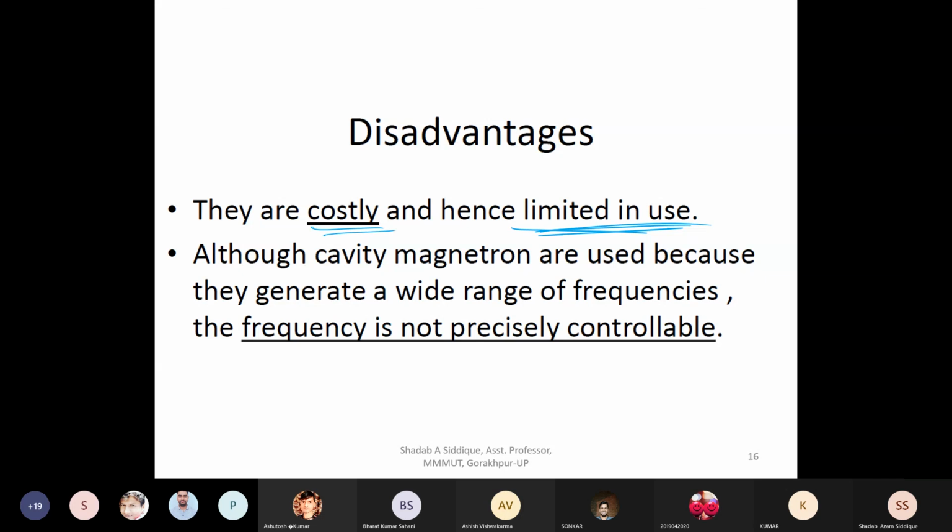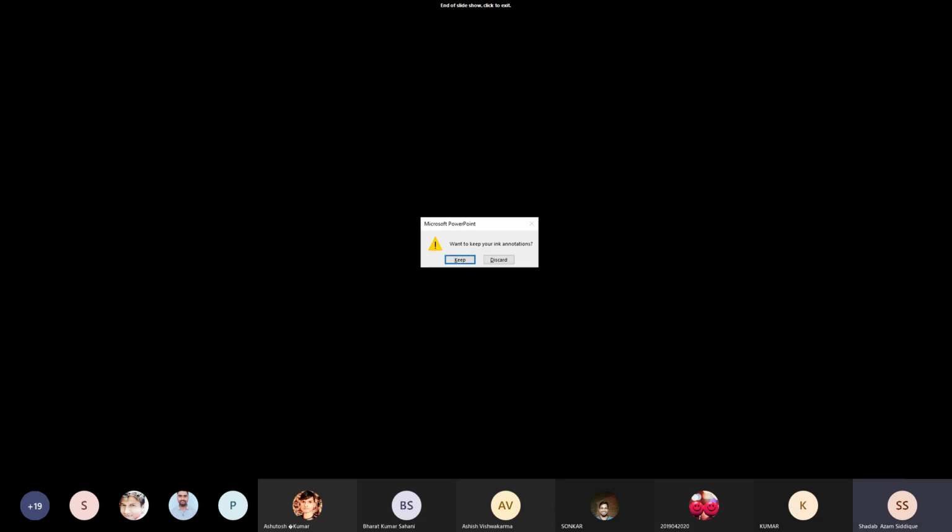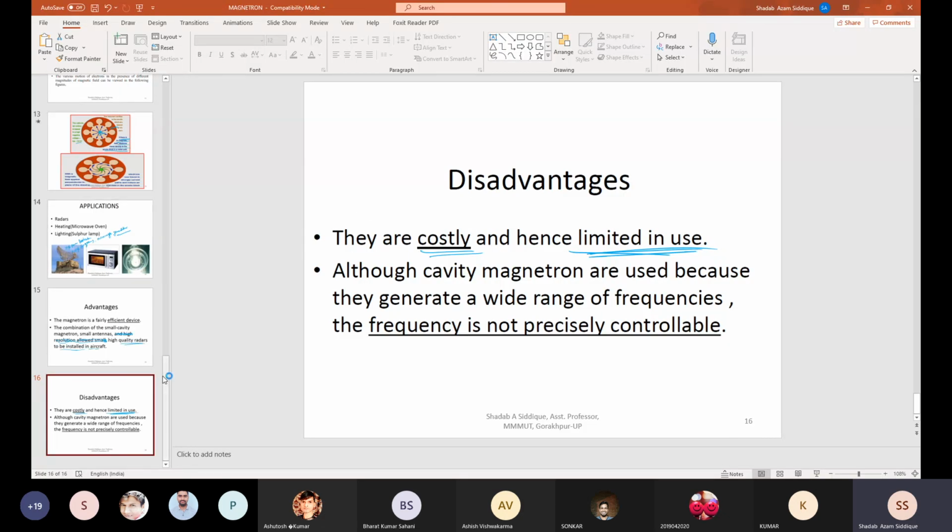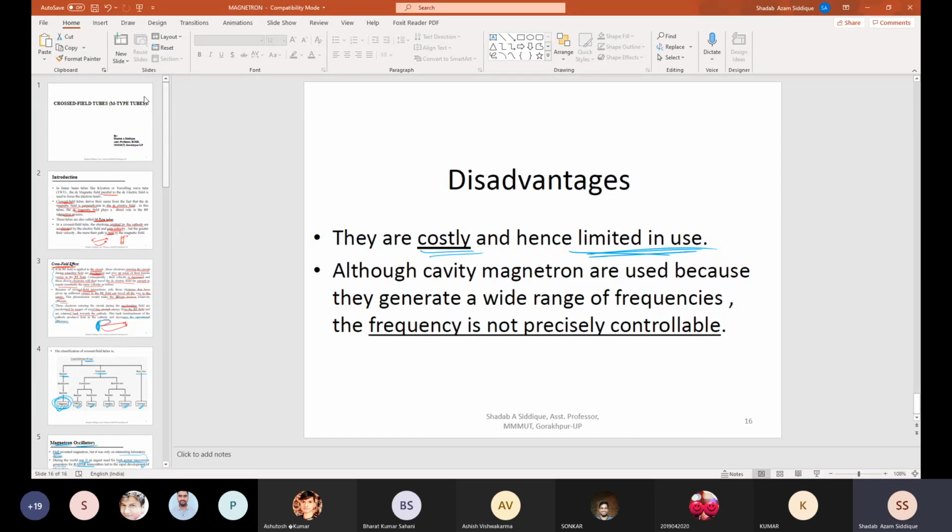Okay, so that is all about the magnetron. You can go through this. I'll give you the PPT. Whatever I taught you is enough for the magnetron. In the next class, we will see the traveling wave tube.